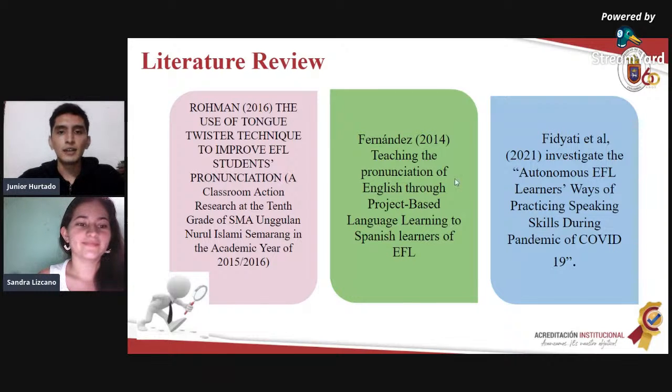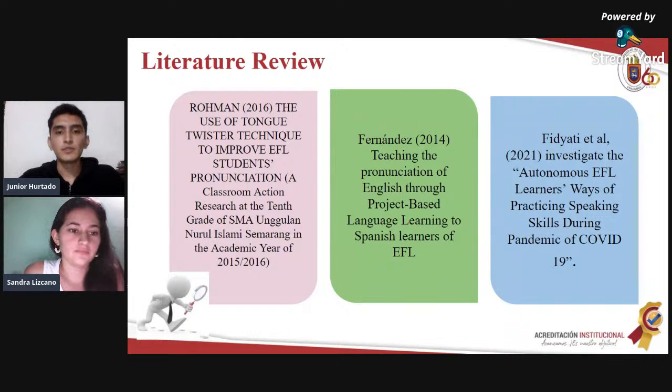The last study that we propose is by Fernandez, 2014, who states that English project-based language learning is a good alternative for implementing tongue twisters in the classroom. The study addresses the main differences between Spanish and English pronunciation. For this, the author needed to study the main characteristics of some phonological aspects such as vowels, consonants, prosody, stress, rhythm, and intonation.